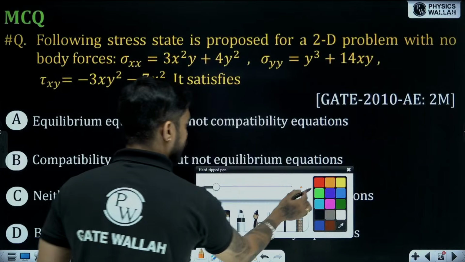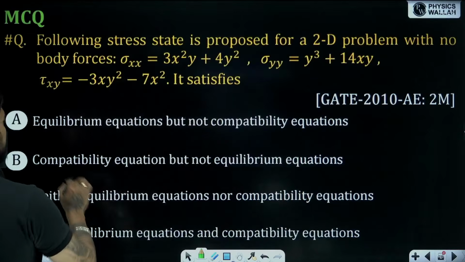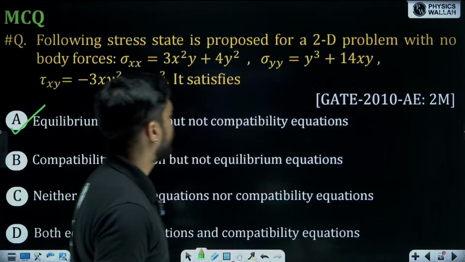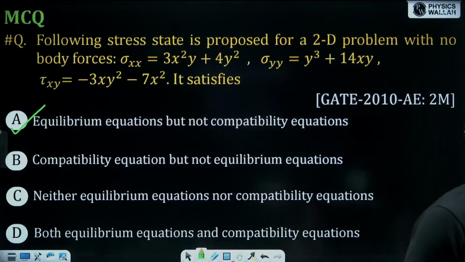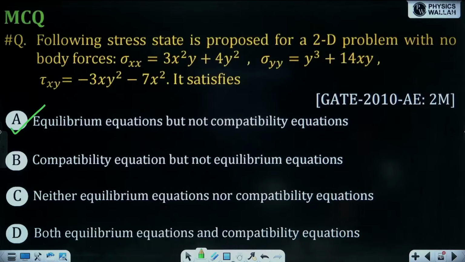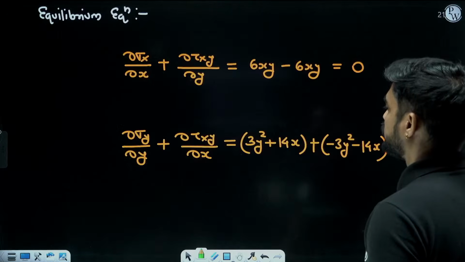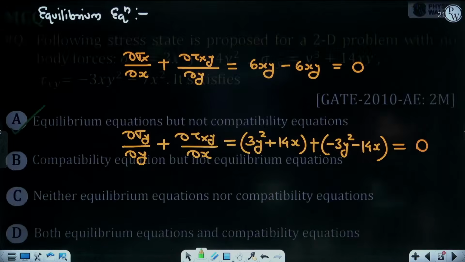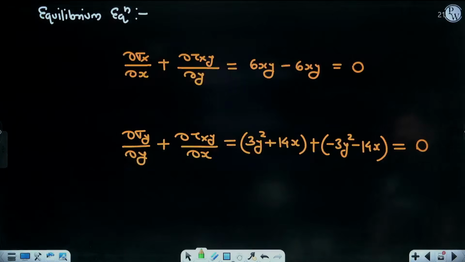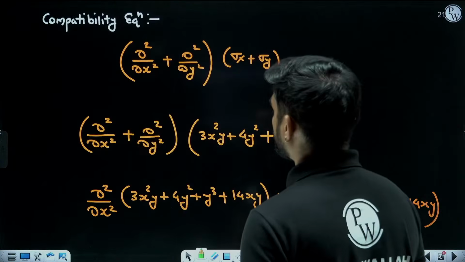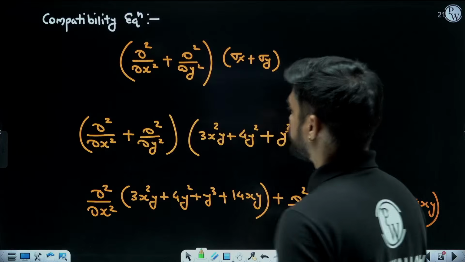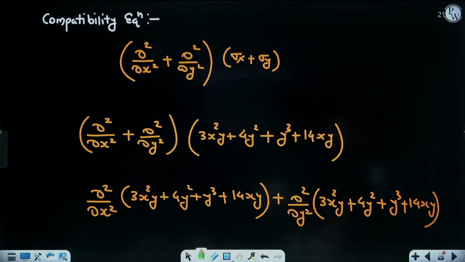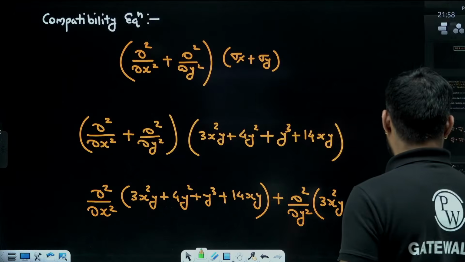So what is the answer? Equilibrium equation is satisfied, but compatibility equation is not satisfied. Right? Is this clear? Okay. Let's move on to the next question.